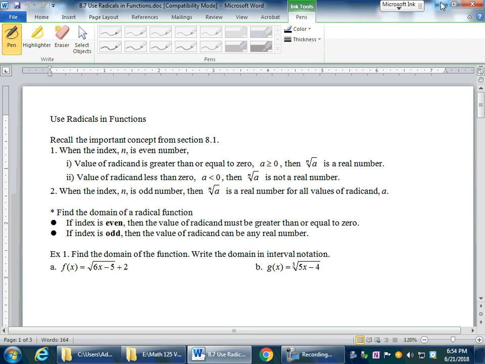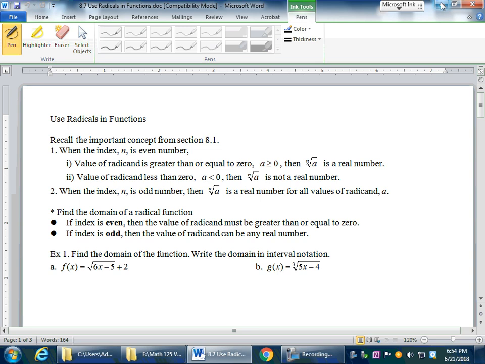In this session, we're going to look at radical functions. First, finding the domain of functions for the even index and odd index, and then graphing the radical functions. We saw graphing the radical functions in 3.6, but I will review again for you. A little bit of review of the conceptual part.